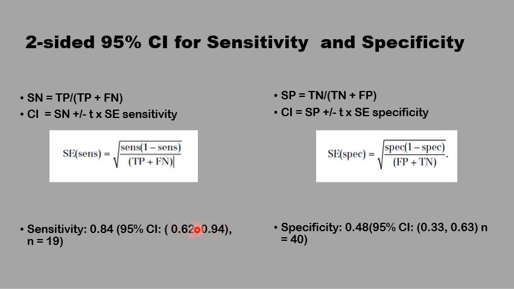It can be as low as 62 and can be as high as 94%, rather than just providing a single figure of 84%. And the same applies to specificity, rather than just saying it is 48% specific. The confidence intervals would go from 33% up to 63%. So in fact, the specificity for this particular example could be as low as only 33%.